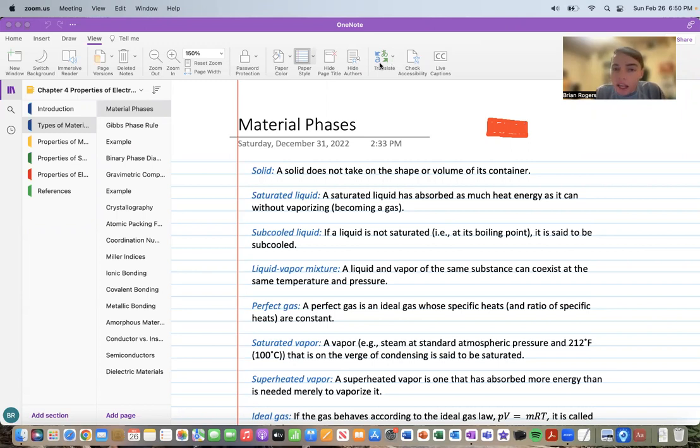And then the next term that we're going to look at is a saturated liquid. What a saturated liquid is, it absorbs as much heat energy as it can without vaporizing. And so let's look at an example here. For a liquid, we can think of something like some water, maybe in a jar or something. So here's our water right here.